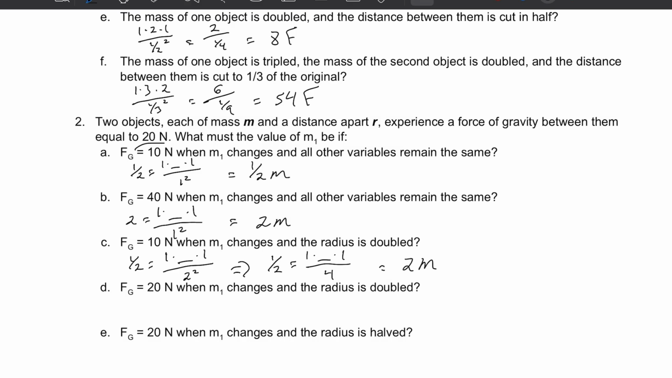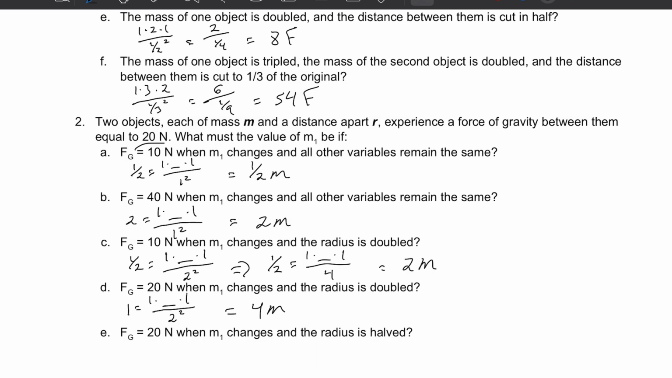It's doubled. For D, the mass didn't change. I'm sorry, the force didn't change. So my equation has to be equal to 1. If I double the radius, what does the mass have to do in order to maintain the same force? Well, if I'm dividing by 4 on the bottom, what do I have to put on the top to make it equal to 1? 4. 4 over 4 is 1.